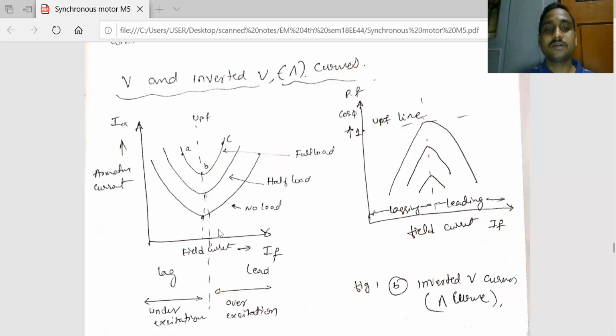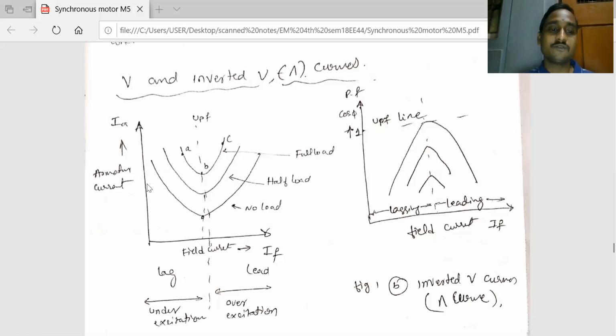For example, if 8 ampere is the full load current of the motor, the armature current is going to be reduced up to 2 or 2.5 ampere at the initial stages. After that, if you go on increasing the field current, suddenly the armature current is going to increase. So this is the curve between these two.